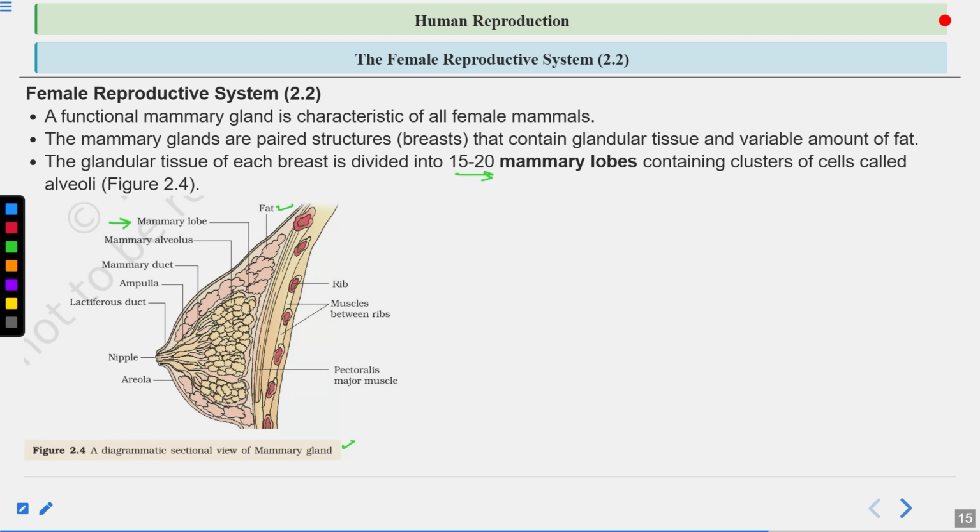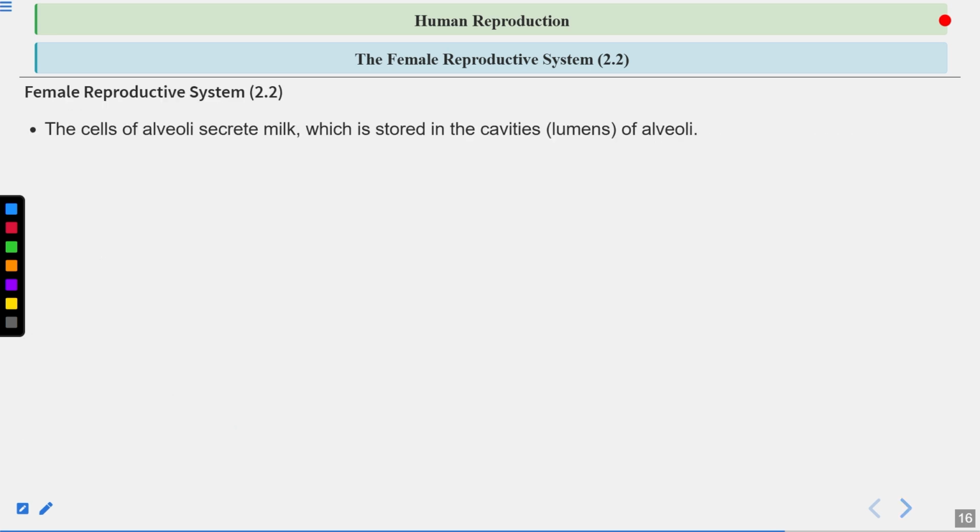Then you can see the mammary alveolus here. These mammary lobes consist of clusters of cells known as the alveoli. Now, what is the function of alveoli? Cells of the alveoli secrete milk, which is stored in the cavities or lumens of the alveoli. So the alveoli are very important because they secrete milk, and this milk is stored in the cavities of the alveoli, meaning the lumen of the alveoli.